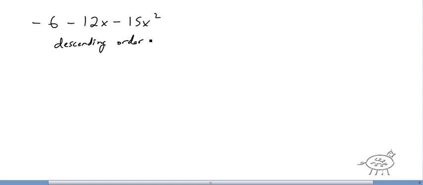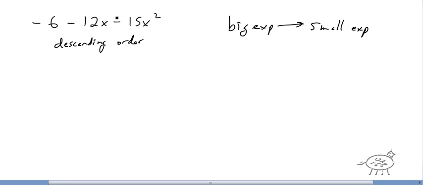One thing it's important to do, which we're going to be stressing a lot more about these types of problems, is when I give you guys a problem like negative 6 minus 12x minus 15x squared, what you need to do is put it in descending order first. Now, all the other problems that I've given you have all been nicely in descending order. And you guys remember, descending order just means biggest exponent to smallest exponent.